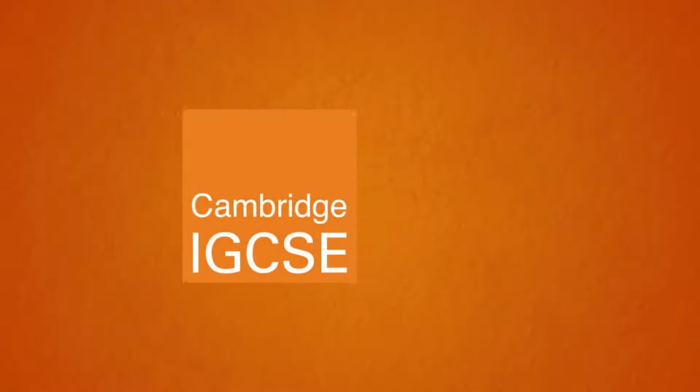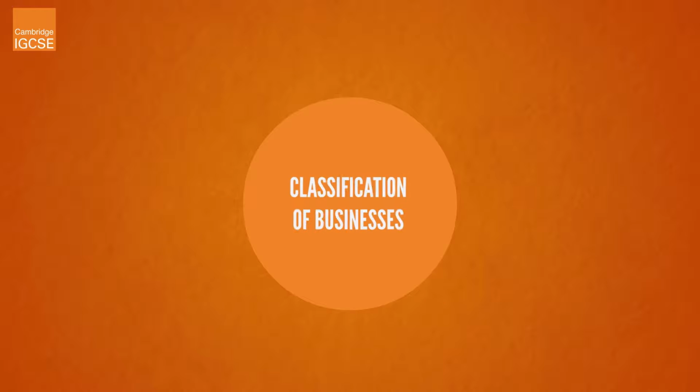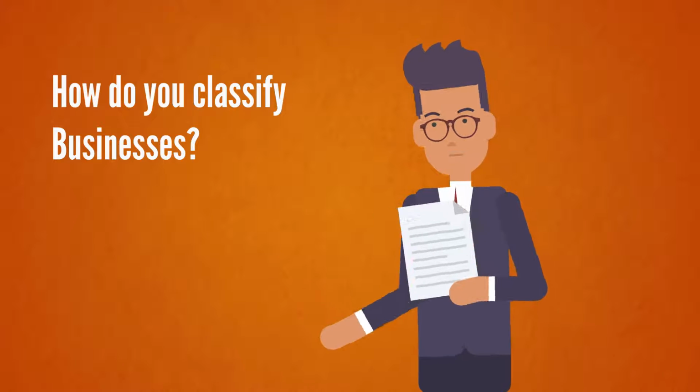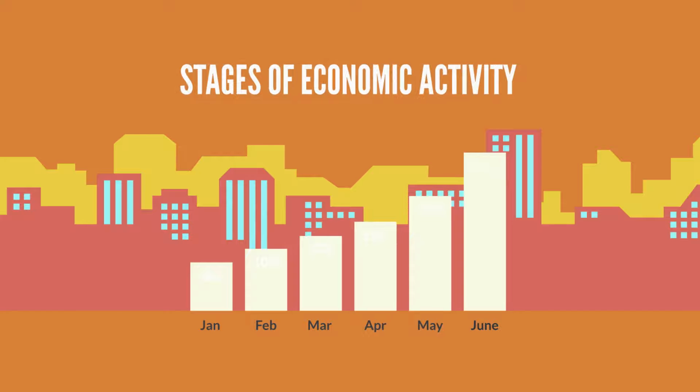Today we are going to discuss Cambridge IGCSE Business Studies, code 0450, and the section we are going to discuss is classification of businesses. So how do you classify business? In IGCSE, we are going to discuss the stages of economic activity.